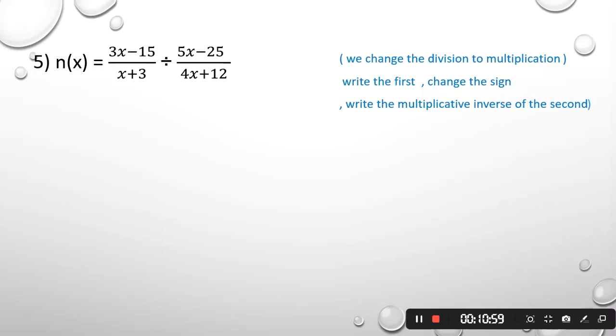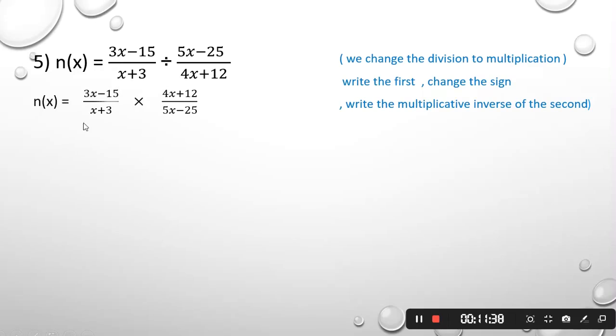We write the first fraction as it is. We change the sign of division into multiplication. And then write the multiplicative inverse of the second. So we flip the second. Keep, change, flip. Okay? So if I have a division problem, I will change it into multiplication by keeping the first, changing the sign, and flipping the second.